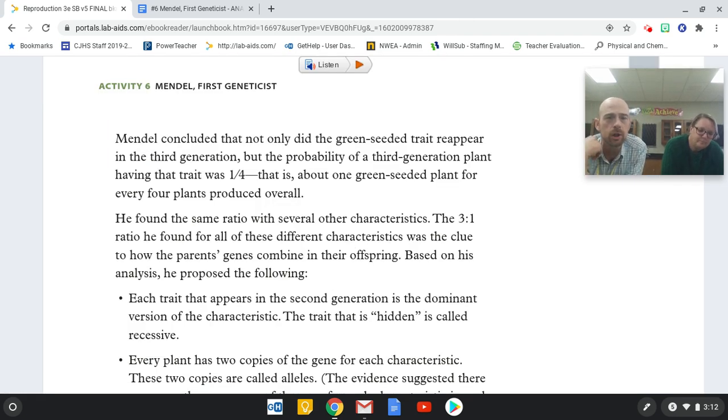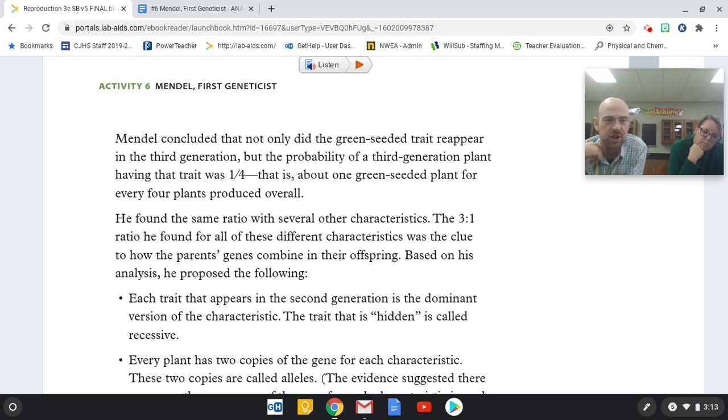So Mendel concluded that not only did the green-seeded trait reappear in the third generation, but the probability of the third generation plant having that trait was 1/4. That is about 1 green-seeded plant for every 4 plants produced overall. He found the same ratio with several other characteristics.